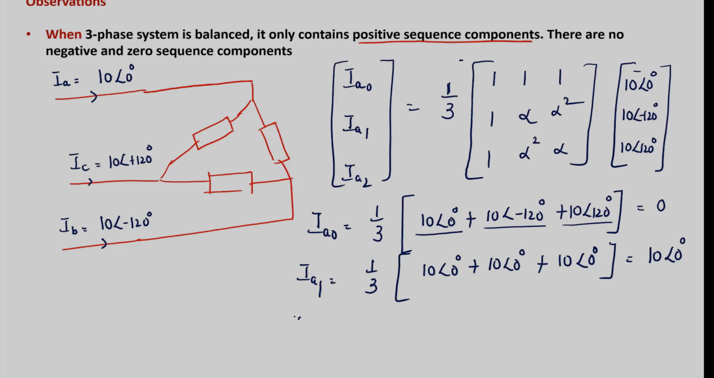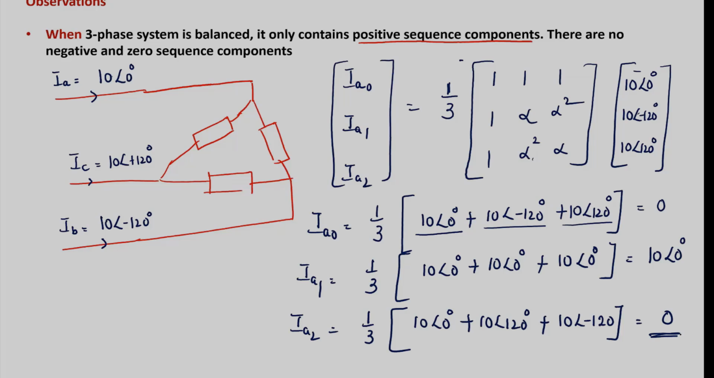Similarly, if I calculate IA2, 1 by 3 into 10 at an angle 0 plus alpha square into this one, it's going to become 10 at an angle plus 120. This is going to become 10 at an angle minus 120. So this is again going to become 0.